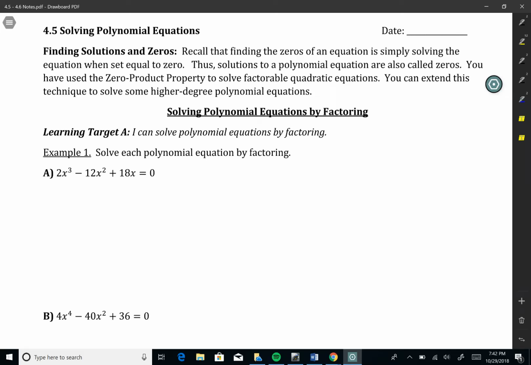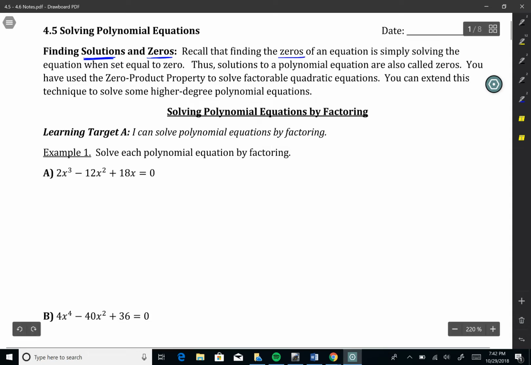Hey guys, welcome to section 4.5, which is called solving polynomial equations. We're actually going to solve polynomial equations various ways, but today we're going to focus on solving polynomial equations by factoring. Before we get to that, let's talk about the terms solutions and zeros. These should sound familiar, but let's read this paragraph.